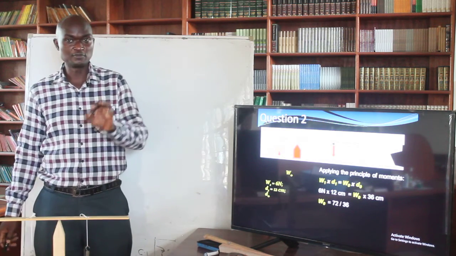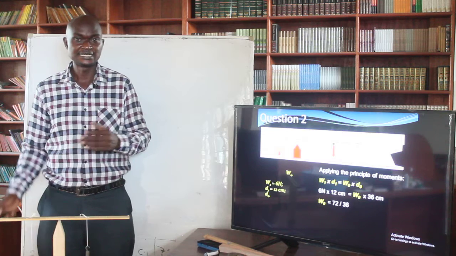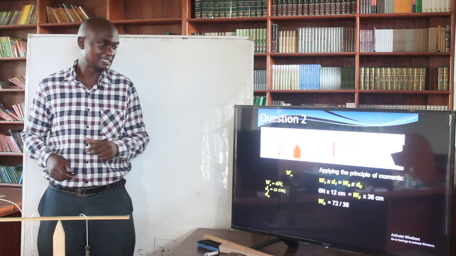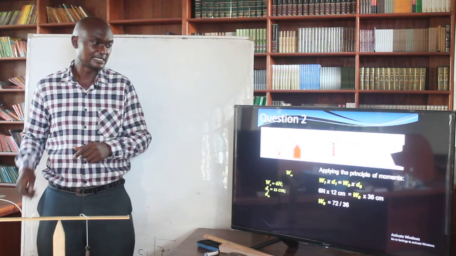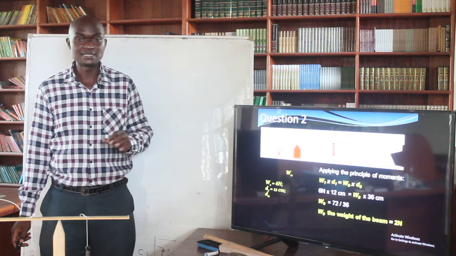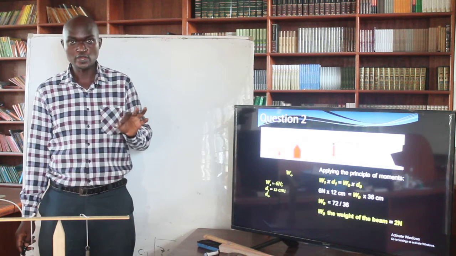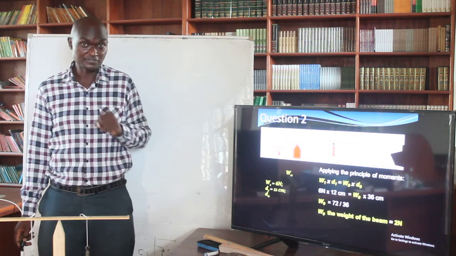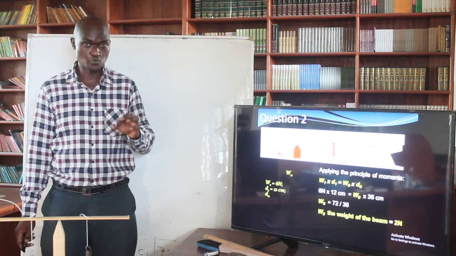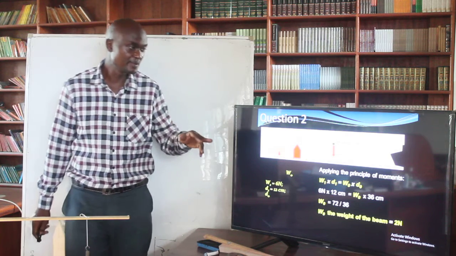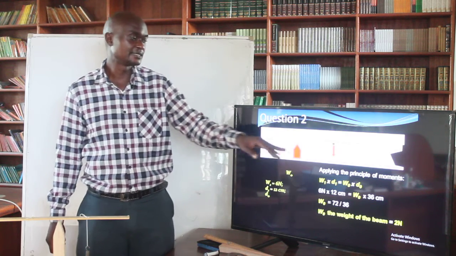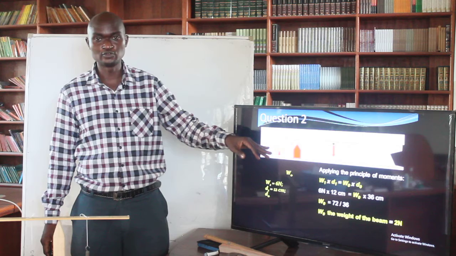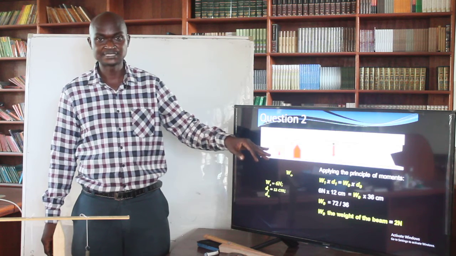72 equals W0 multiplied by 36. Do the division, divide both sides by 36. We get our answer: W0 is 2 newtons. So the weight of the beam is 2 newtons, and that's the weight of the beam which is counteracting, which is balancing the weight W1 on this side.